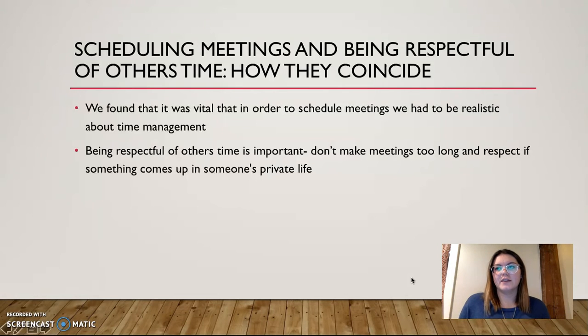There's no reason to get upset if other people have to cancel for a personal reason, things like that. It's really important that we are being respectful of everyone's times, and if something happens and we do need to reschedule, that's not a problem. We'll just work a little bit harder to get that done.